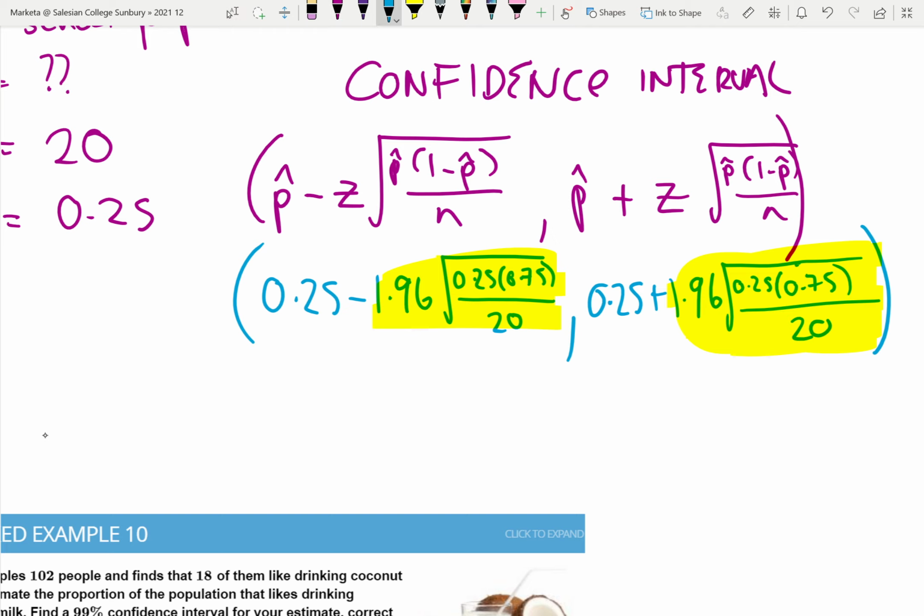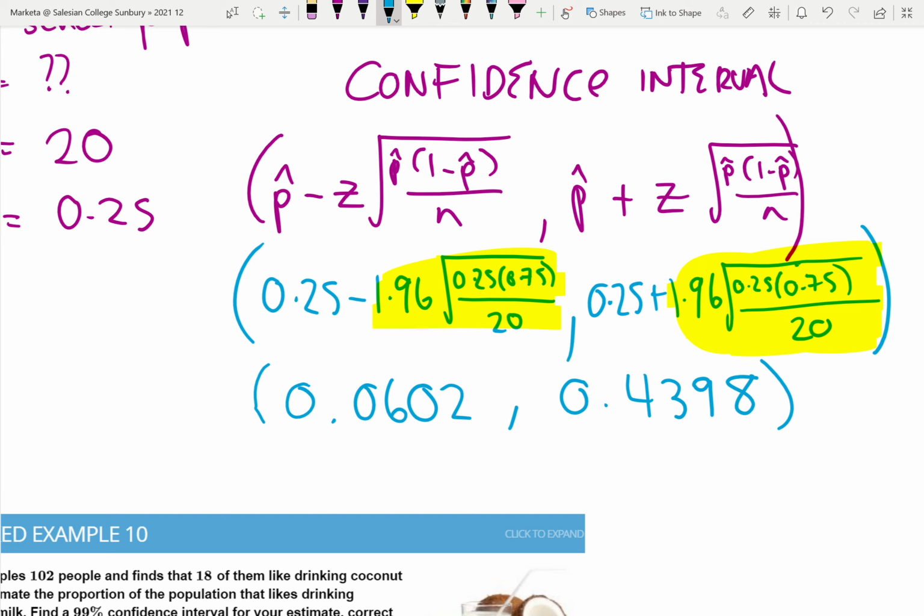So look, the values we get here are going to be 0.0602 and 0.4398. And that's our confidence interval, that's our 95% confidence interval.